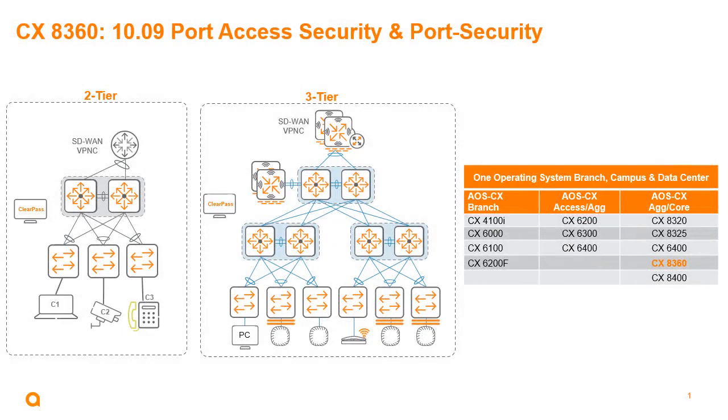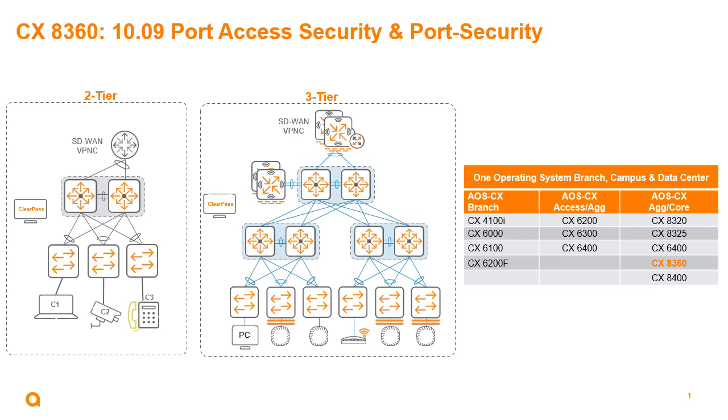For every customer deployment, there is an exact match with the AOS-CX switches. Whether it is a branch, campus or data center, we have the right AOS-CX switches. As you see on this screen, for all branch deployments, the first column, 4100i, 6000, 6100 and 6200, are the right platforms which we always suggest to deploy in a branch. Or if you take a campus access layer, starting all the way from the 6200, it goes up till the 6400 modular chassis switch.